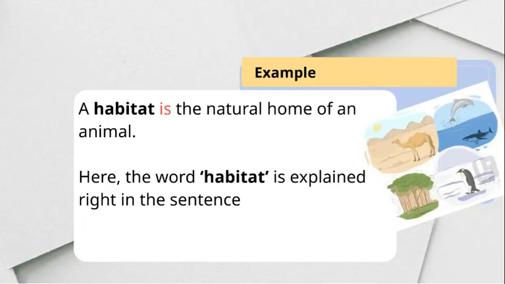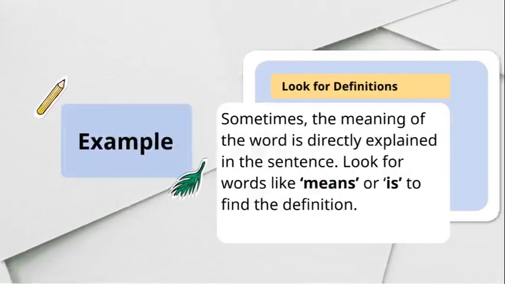The definition is given right after the word in the sentence. It is explained clearly right in the sentence. So, looking for the definition in the sentence can help you understand the meaning of a new word. That is the first strategy.